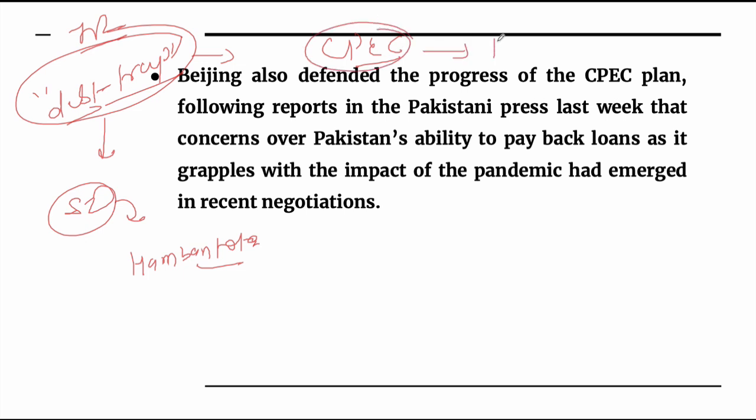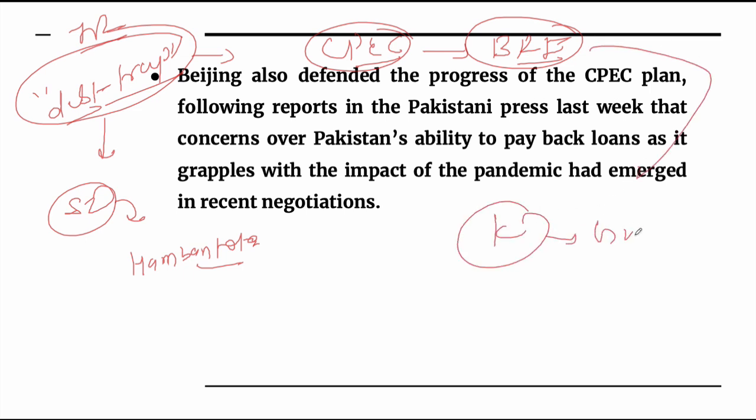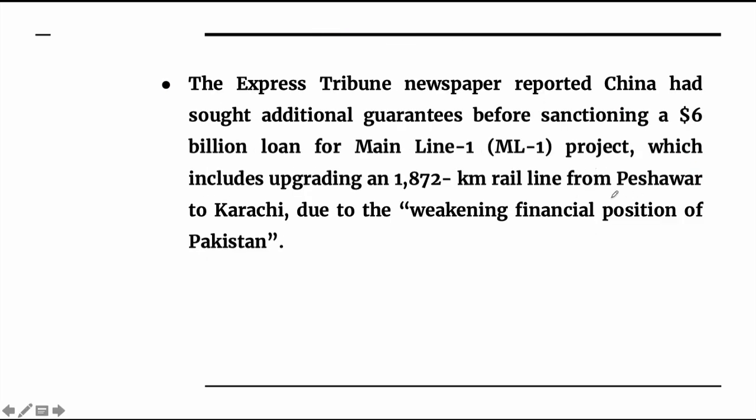This economic corridor, which is again a part of the One Belt One Road initiative or BRI, connects two parts. One is Kashgar to Gwadar port. These two regions are connected by this project, CPEC, the China-Pakistan economic corridor. Even to develop this corridor, like to develop this line from Peshawar to Karachi, China said that it needs to provide a $6 billion loan. It means Pakistan needs around $6 billion loan for the main line 1 project, and to repay this much amount, Pakistan also needs to provide certain assurance to China of repayment.